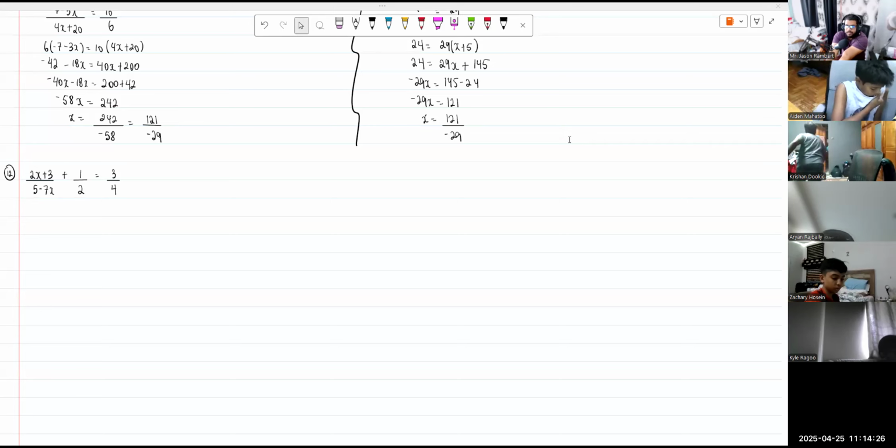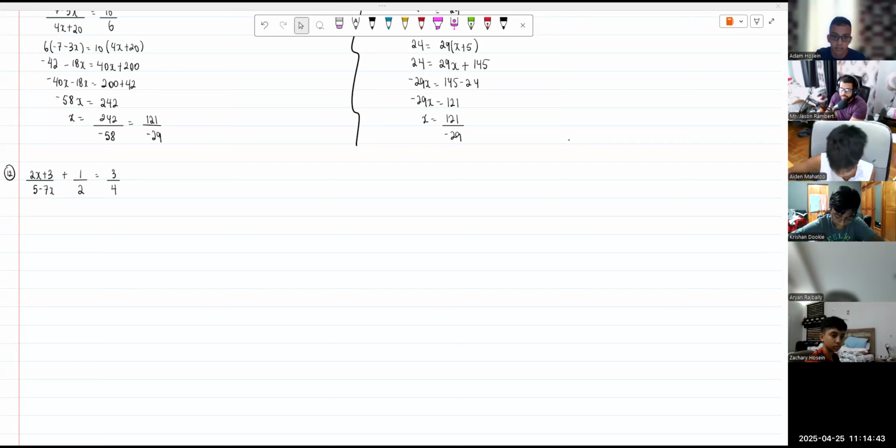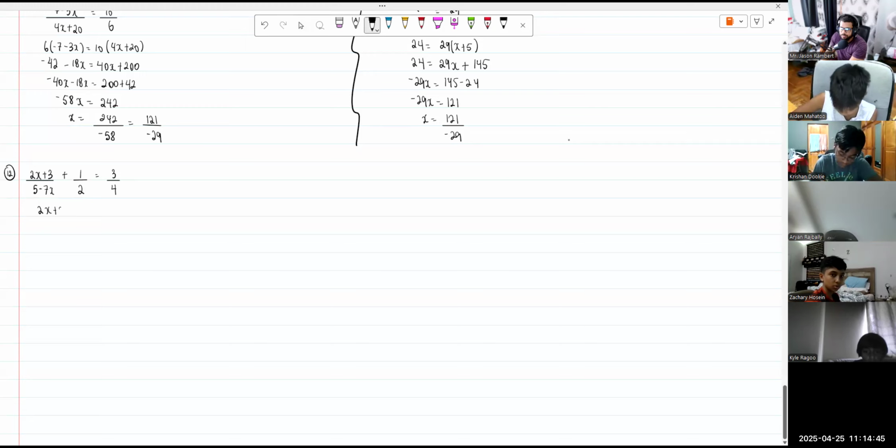All right, so number 12. Again, let me move the half now. I started off this question by moving the 1/2 across. The best thing to do, the easiest thing to do. All right. So I will remain with the 2x plus 3 over 5 minus 7x is equal to 3/4 take away a half.